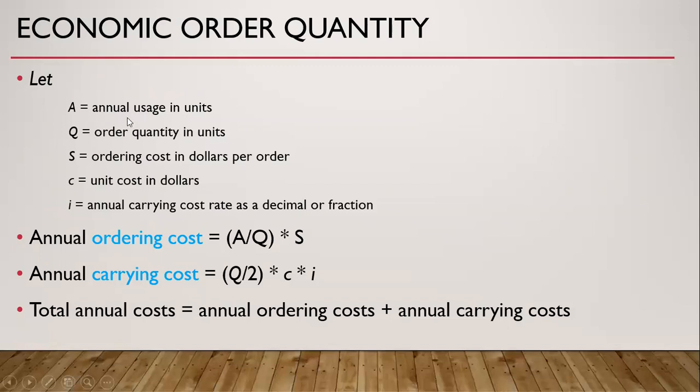So if A is the annual usage of the item in units, Q is the order quantity in units, S is the ordering cost per order, C is the unit cost in dollars, and I is the annual carrying cost rate as a fraction. It is important that I is in the form of a fraction. So annual ordering cost is this, annual carrying cost is this. Total annual cost is the combination of annual ordering cost and annual carrying cost.